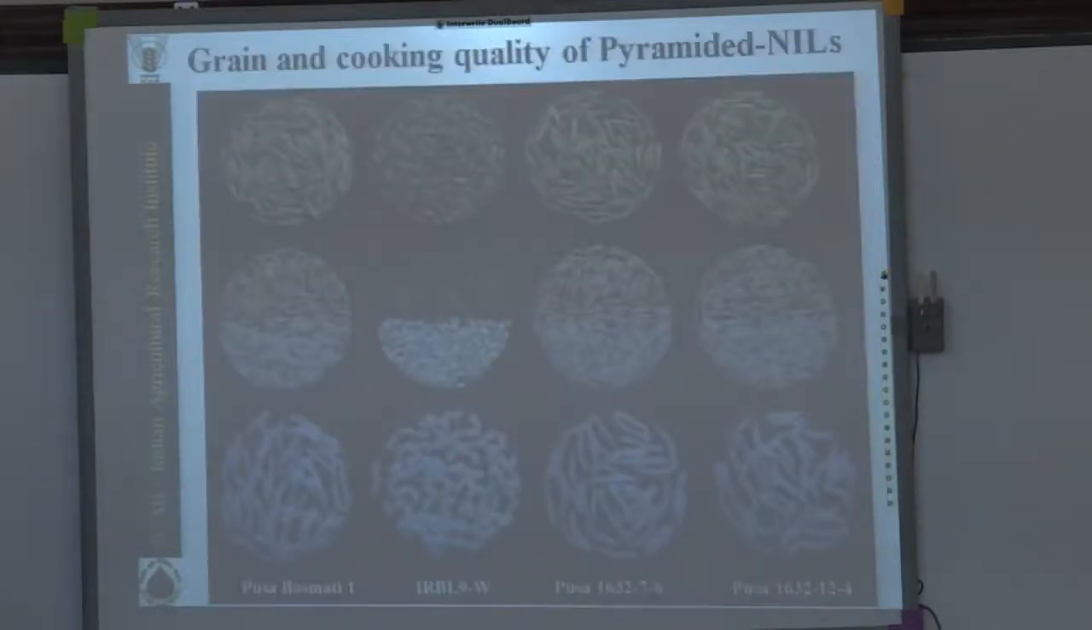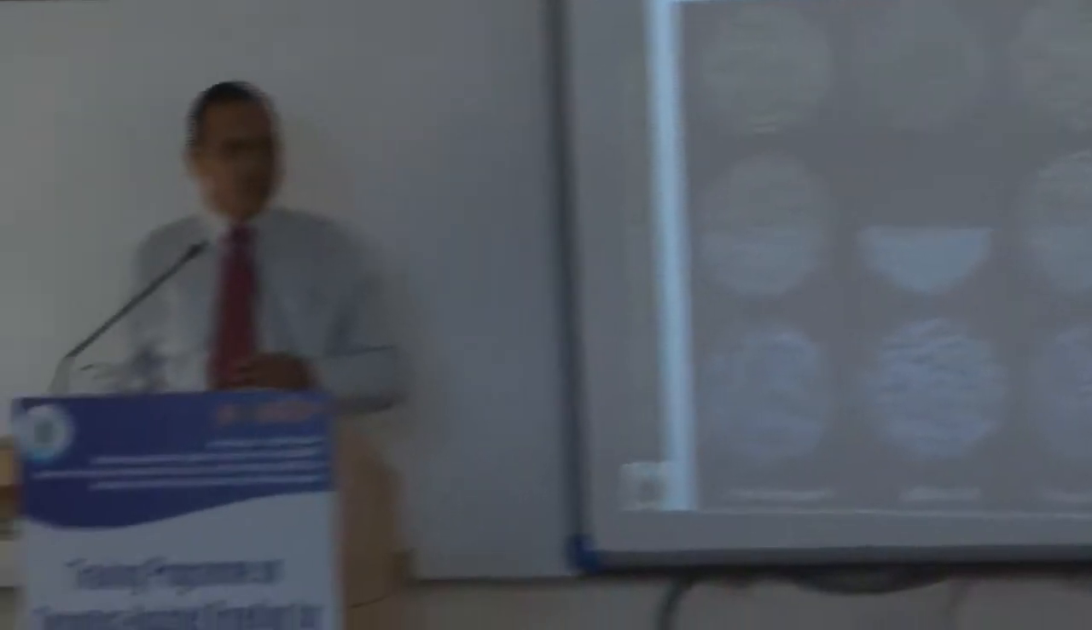You can see here as a donor, this particular line which carries the gene Pi9 has red pericarp and chalky grains, and the grains swell on cooking, and the quality is not good. So when you use such bad donors, it is a much more challenging task to recover the recurrent parent genome, which we have been able to do through molecular marker assisted selection. The new lines have excellent grain and cooking quality and resistance to blast disease.